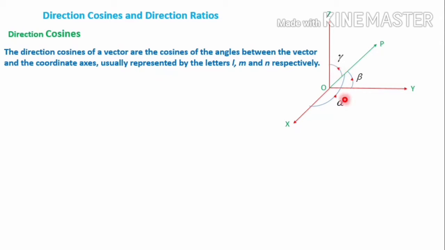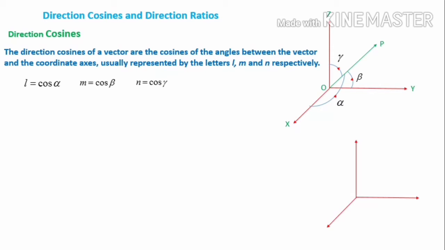So cos alpha, cos beta and cos gamma are the direction cosines, and they are usually represented by the letters l, m and n respectively. So in short, we can say that l is equal to cos alpha, m is equal to cos beta and n is equal to cos gamma are the direction cosines.